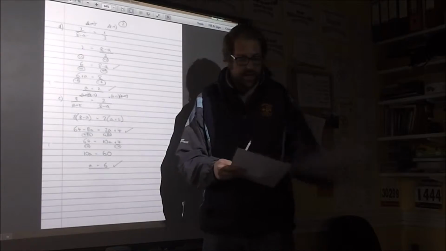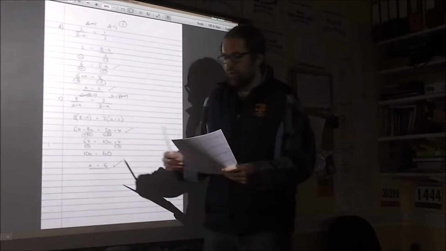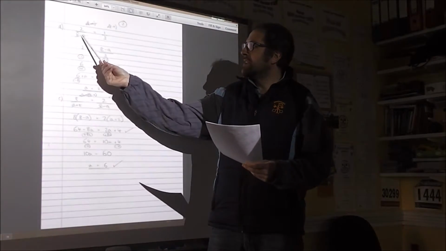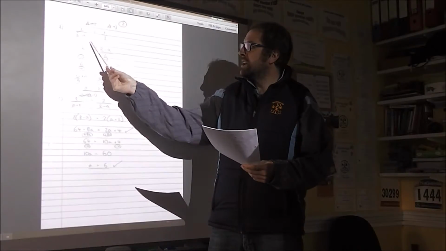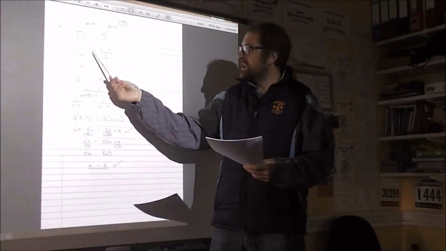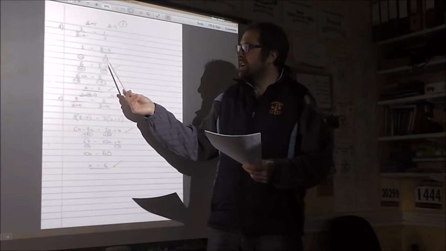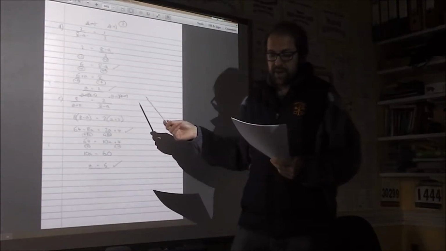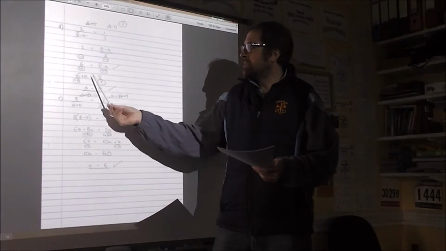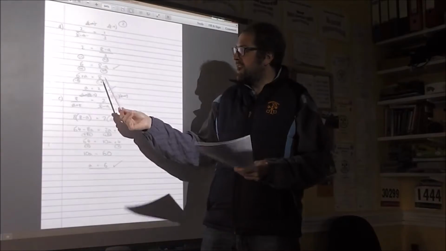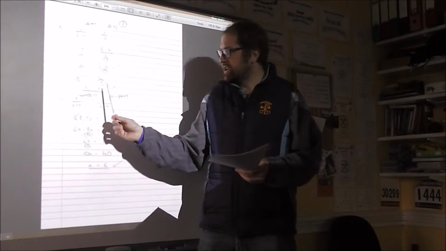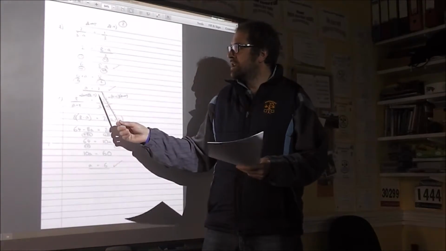Part D, I multiplied both sides by 8 minus a to get rid of this on the bottom here, which gave me 2 equals 8 minus a over 3. I then multiplied both sides by 3 to give me 6 is 8 minus a. Then solve the equation, and a is 2.